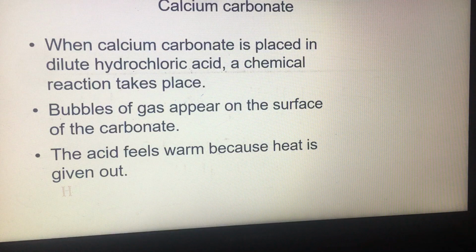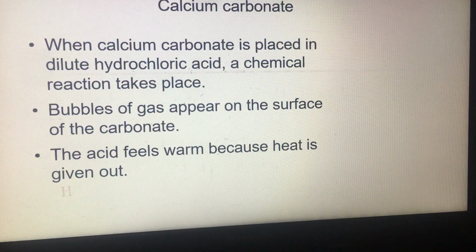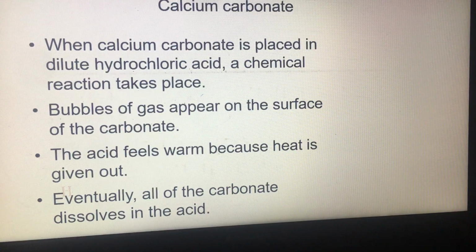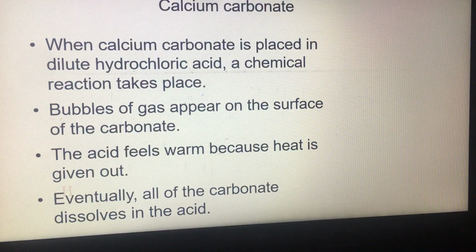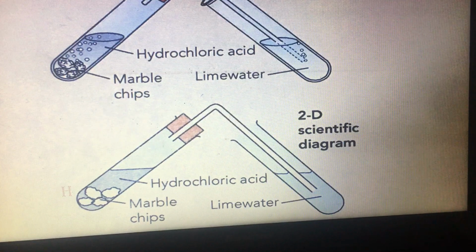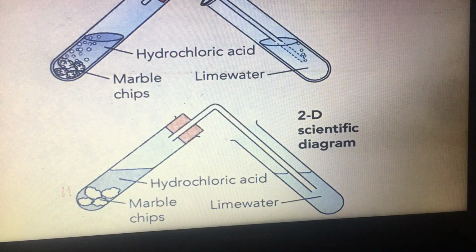The third note, the acid feels warm because heat is given out. If we touch the acid after adding it to the carbonate, we will find that it's warm because heat is given out during the reaction. So eventually all of the carbonate dissolves in the acid. All carbonates dissolve in acid and react with them. Now let's do this practical activity to know if carbonate reacts with acid or not, and what observation tells us that the reaction takes place.